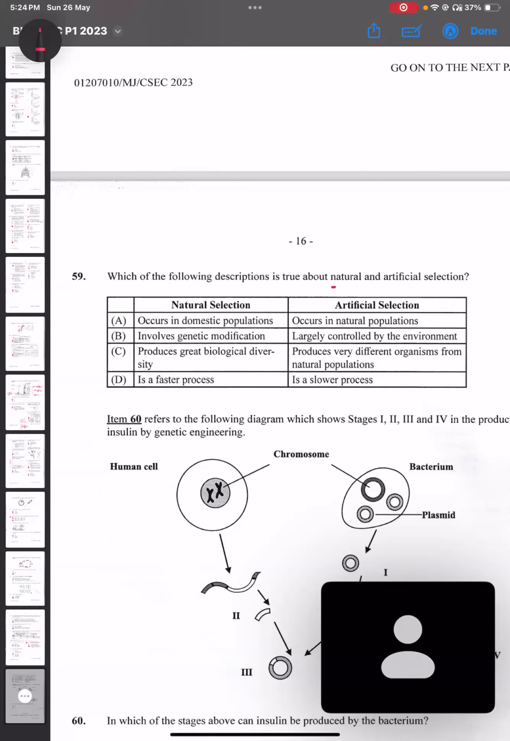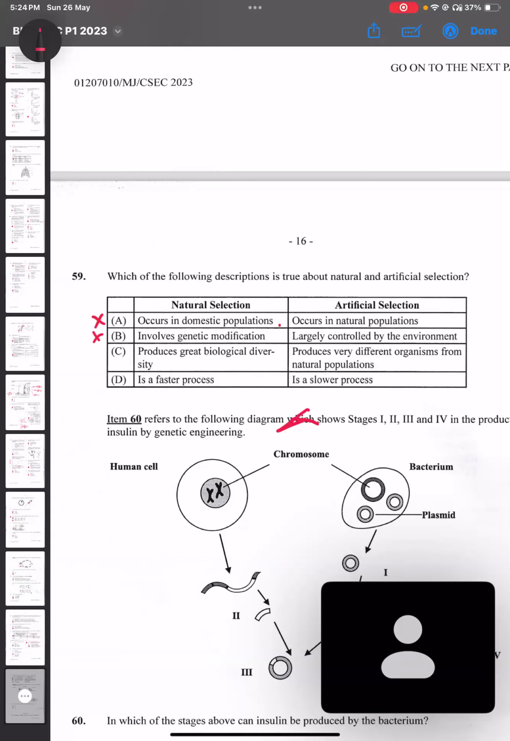So A, it says natural selection occurs in domestic populations, and then artificial selection occurs in natural populations. It cannot be A because artificial selection is when you pick the organisms that you want to reproduce. You as a human, so it cannot be A. B, it says involve genetic modification, and then it says largely controlled by the environment. That is out. So it is between C and D.